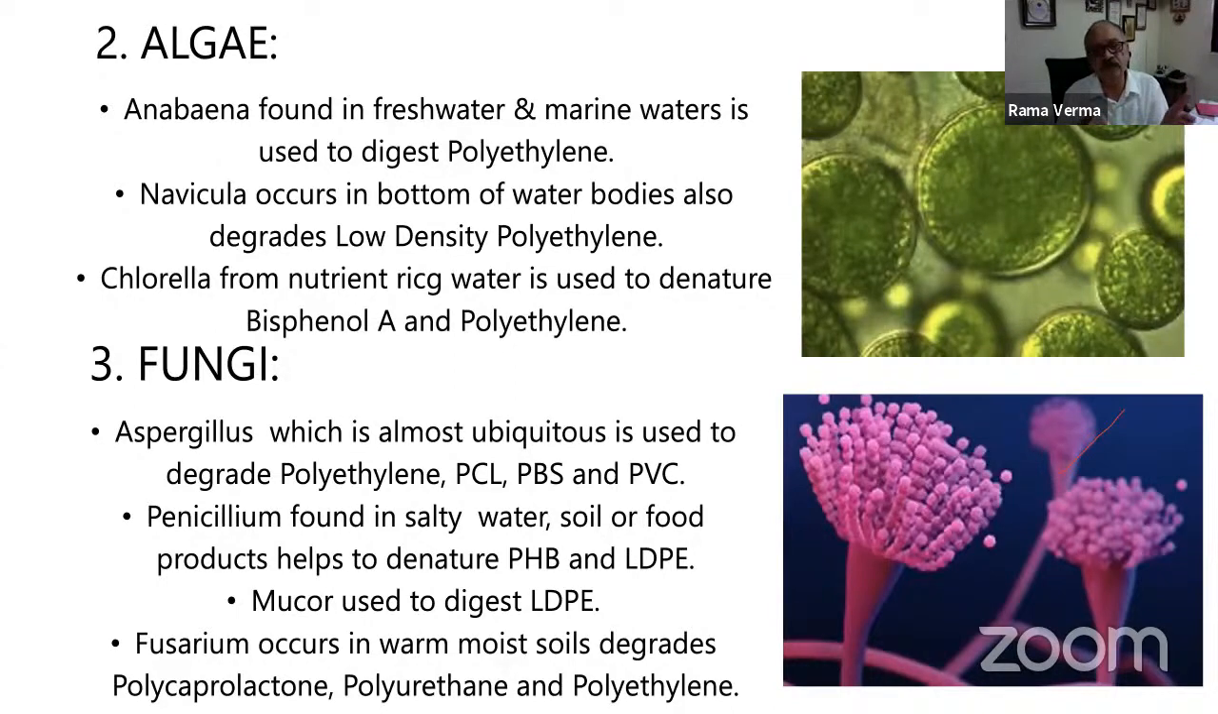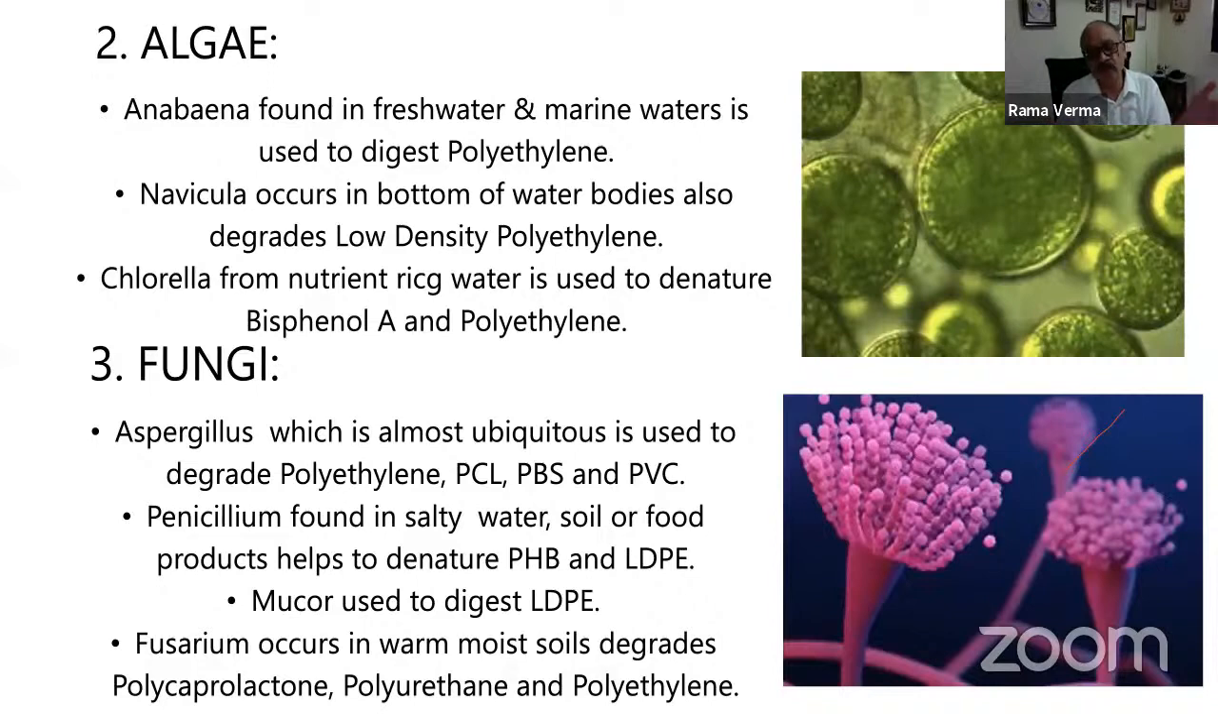These are different chlorella from the nutrient-rich water, and Aspergillus niger, Penicillium found in salty water, Fusarium and other organisms are available which can degrade plastic. So in nature there are biological entities which can use this plastic, but you have to make the plastic available to them, either manually or by growing them on top of the plastic.